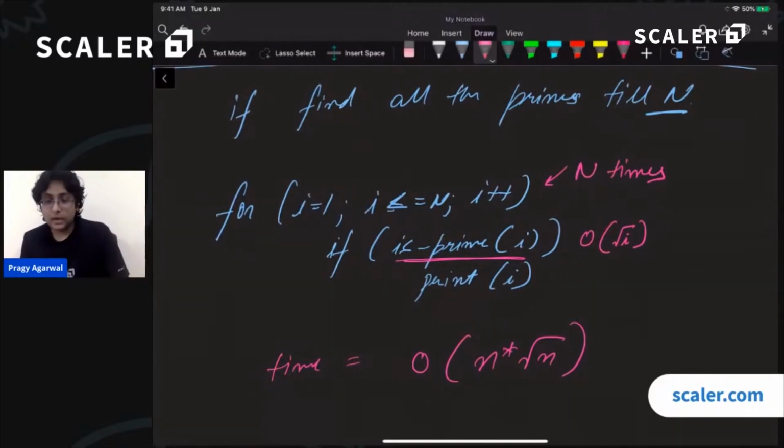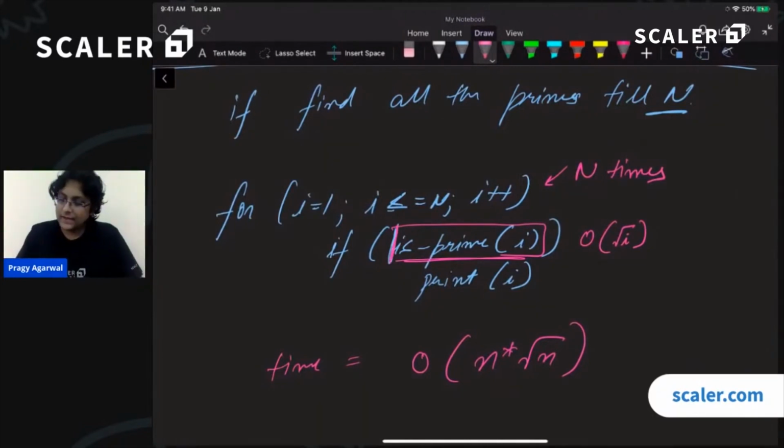Cool. Can we do better? Now the question is, can we do better? This was the simple approach. We had this function isPrime that we have already coded, and we simply said, okay, let us go through all the numbers and check them. So this will take this much time. The question is, can we do better?